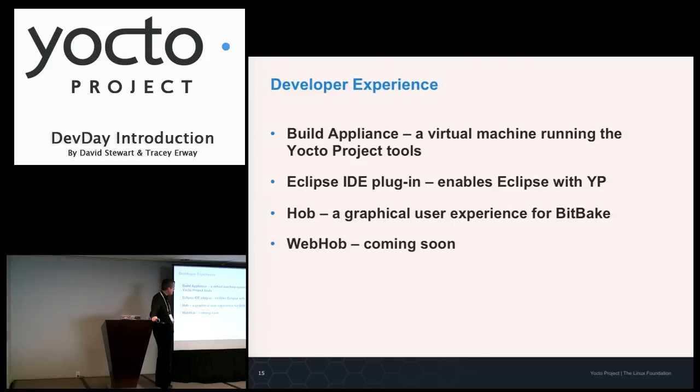Hob is a graphical user experience for BitBake, so you don't have to go in and figure out what a bunch of config files are doing and how to edit them. It simplifies that process. And we're coming up with a web version of this as well. We're working with a design agency that's helping us out with this, and it's all open source, really a community development effort.